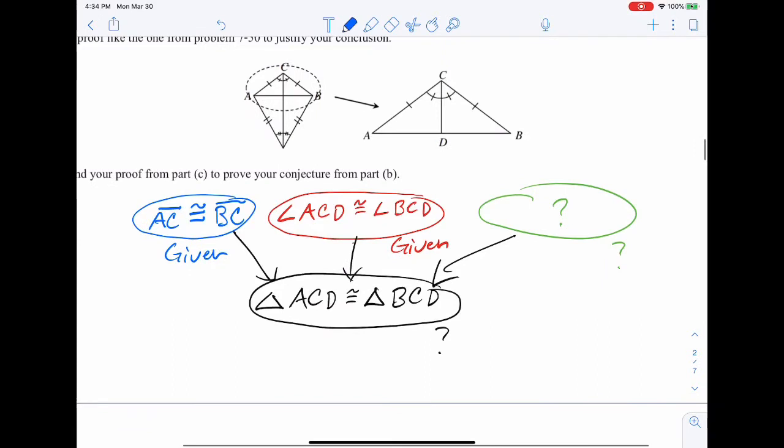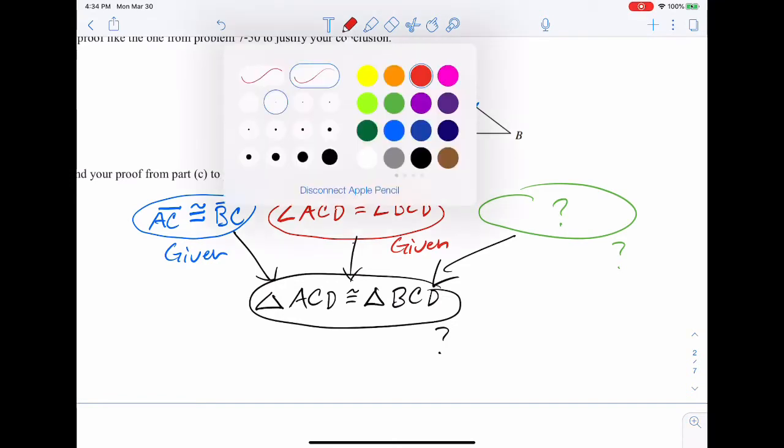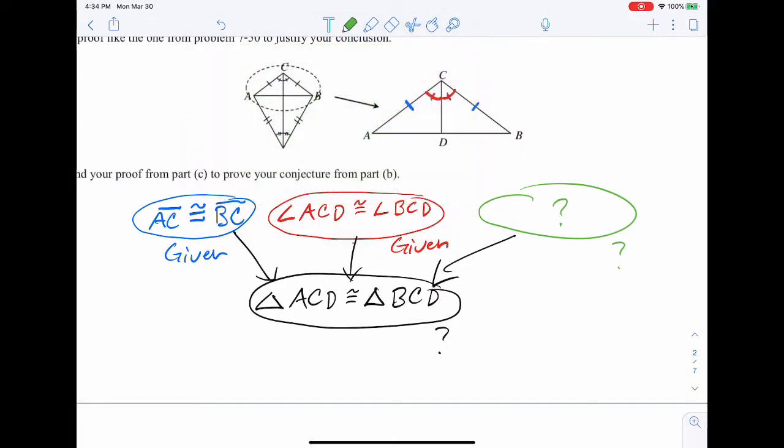So as we look at this, you can see what's in blue on the left bubble. We're referring to what's given here, that this side and this side are congruent. The middle bubble in red, we're referring to what's given here, that this angle and this angle are congruent. So what else is true that we can add in this green bubble?